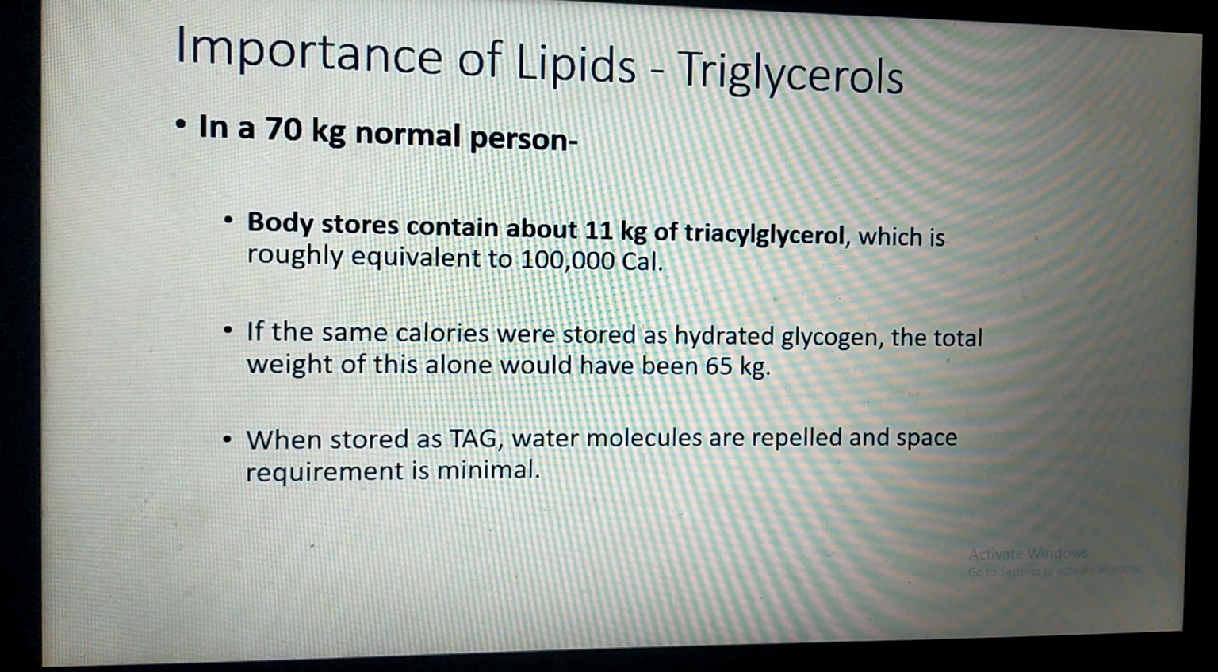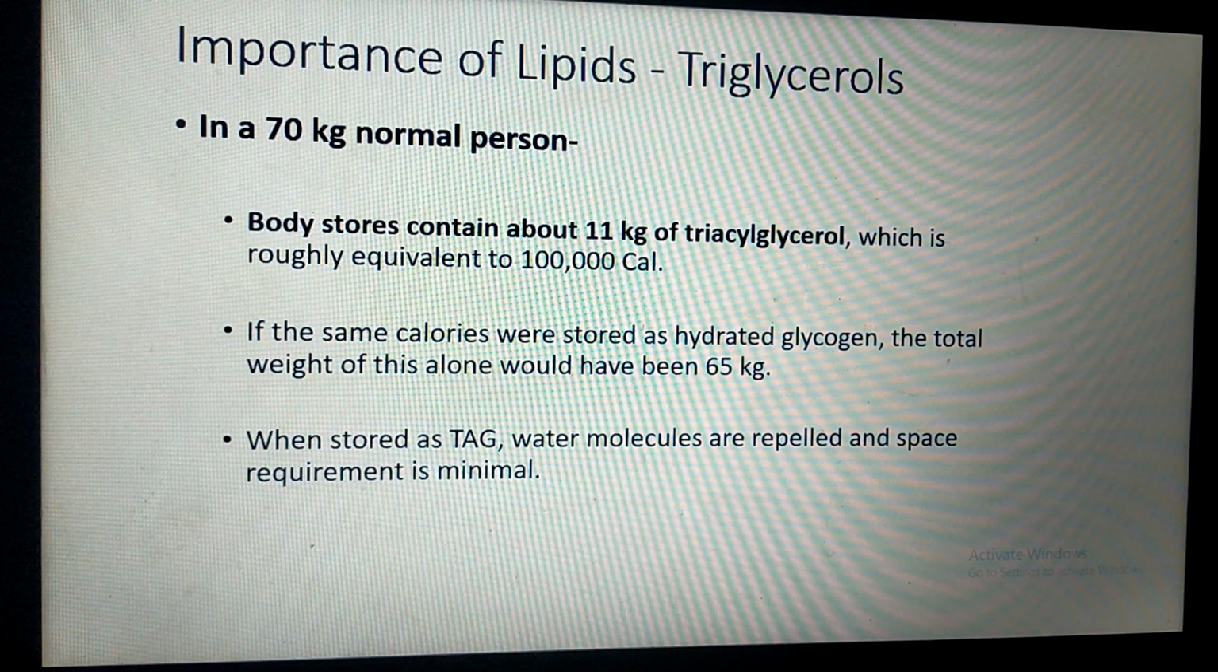This is because glycogen is stored in hydrated form, because carbohydrates are hydrophilic, whereas fats are hydrophobic. Therefore, when triacylglycerols are stored, water molecules are repelled and space required for storage of this triacylglycerol is minimal. So this is the comparison between stored carbohydrate and stored fats.